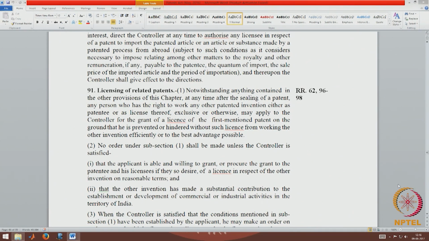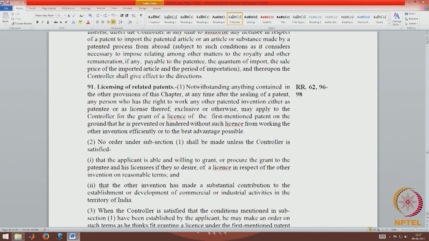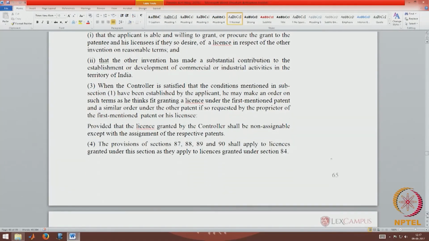And 2, that the other invention has made a substantial contribution to the establishment or development of commercial or industrial activities in the territory of India. So, the other patent for which this license is sought has made some substantial contribution to the establishment or development of commercial or industrial activities in India. So, the other technology covered by a patent is an important one and it has made some kind of a tech contribution for the commercial and industrial activities.